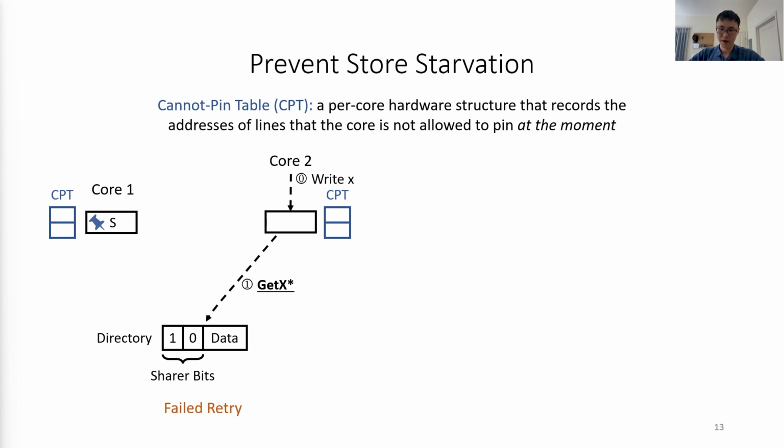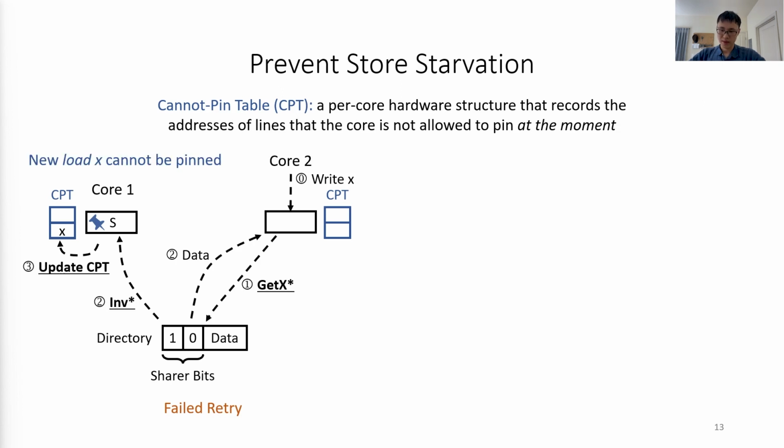Upon receiving the getX star, the directory sends an upgraded invalidation to core 1. When core 1 gets the message, assuming the line X is still pinned, core 1 knows that it needs to stop pinning the line X by adding the address of X to its CPT. And from now on, new loads that read from X cannot be pinned. After that, core 1 replies defer as usual and core 2 aborts.